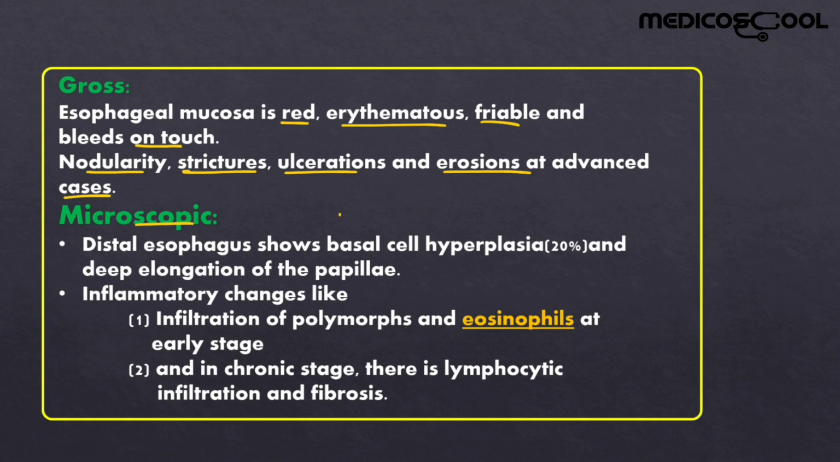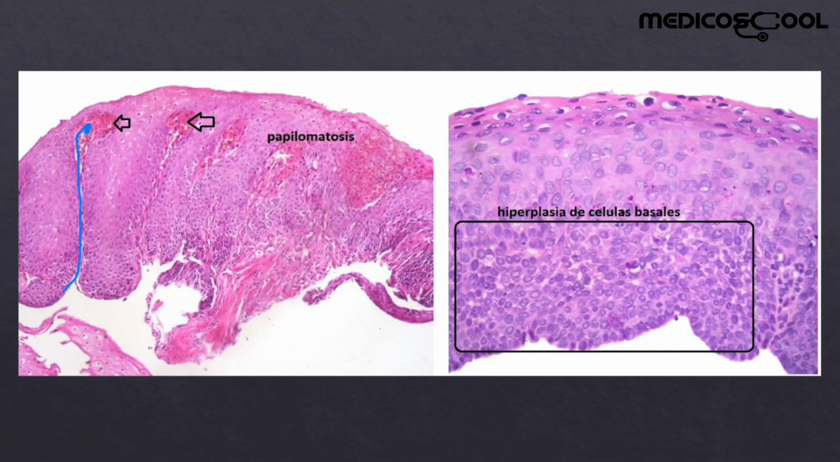Microscopically, we see two basic features. Number one, there is basal cell hyperplasia, and the second one is deep elongation of the papillae. There are inflammatory changes like infiltration of polymorphs and eosinophils, and the eosinophils are the most important one in the early stage. Later, in the chronic stage, there is lymphocytic infiltration and macrophages, and this can lead to fibrosis. Here you can see this is the papilla, and there is elongation of this papilla, and it can reach up to the surface epithelium.